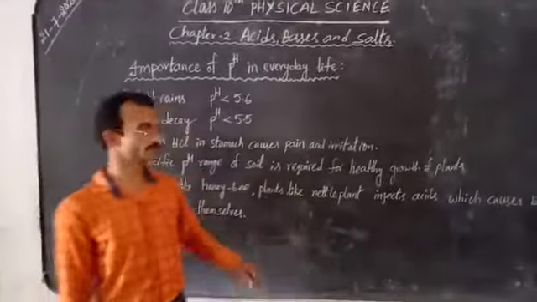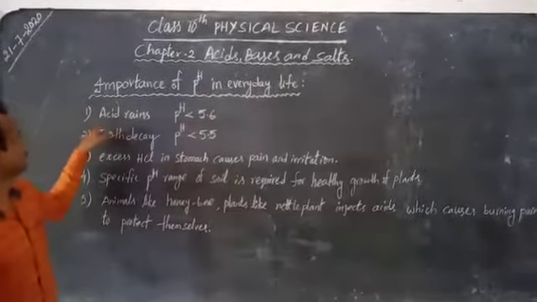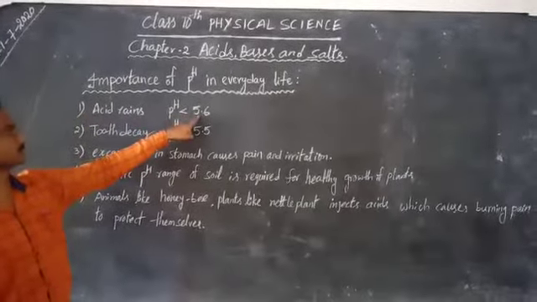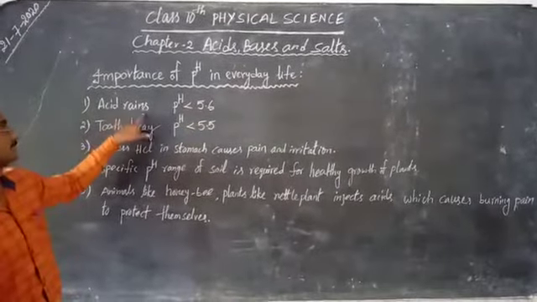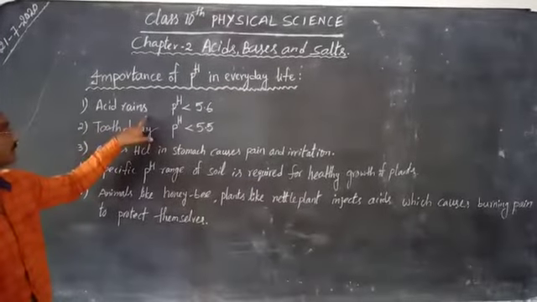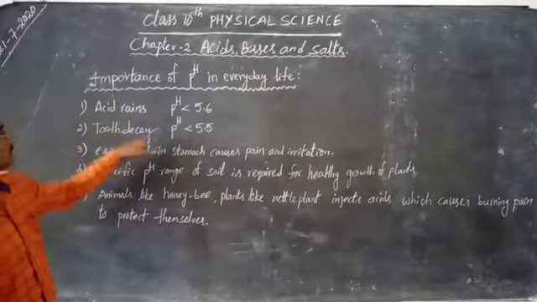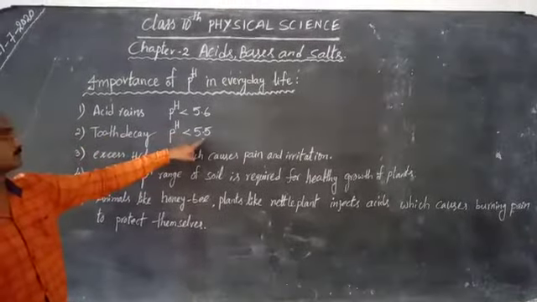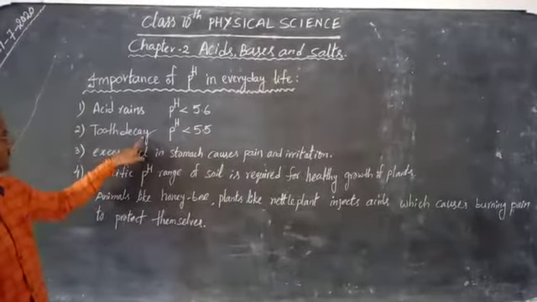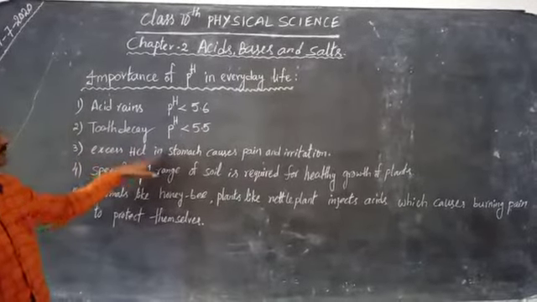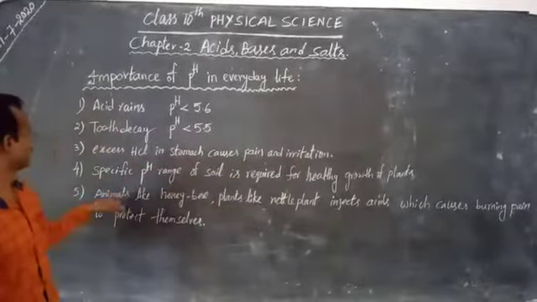The next concept is the importance of pH values in everyday life. When the pH value of rain decreases below 5.6, the rains are said to be acid rains, which make life difficult for aquatic plants and animals. And when the pH value of our mouth becomes less than 5.5, then tooth decay occurs. And when excess HCl is secreted in the stomach, it causes pain and irritation in our stomach, in the digestive system.